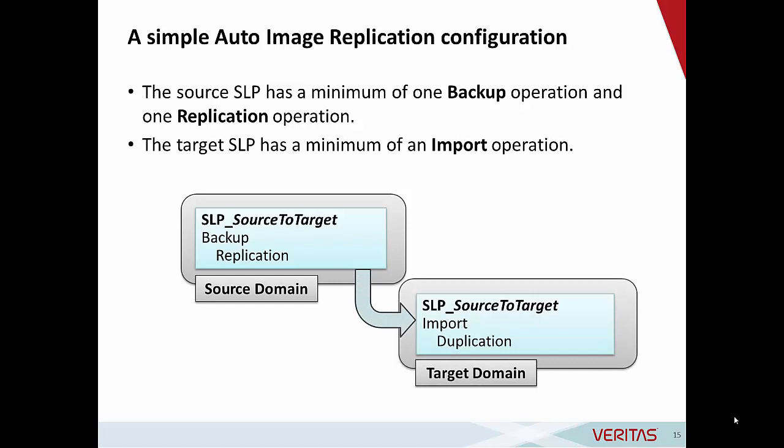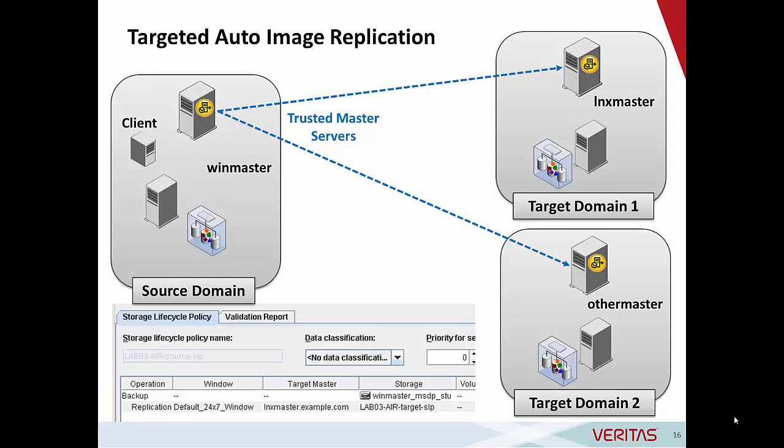Configuring auto-image replication requires the use of supported disk pools in the source and the target domain, and the use of storage lifecycle policies. And so in my source domain, I'm going to have a storage lifecycle policy with a minimum of one backup operation and one replication operation. In the target domain, I'm going to have another storage lifecycle that has a minimum of an import operation. And if I wanted to have additional duplication operations in addition to the import in the target domain, that would be okay as well.